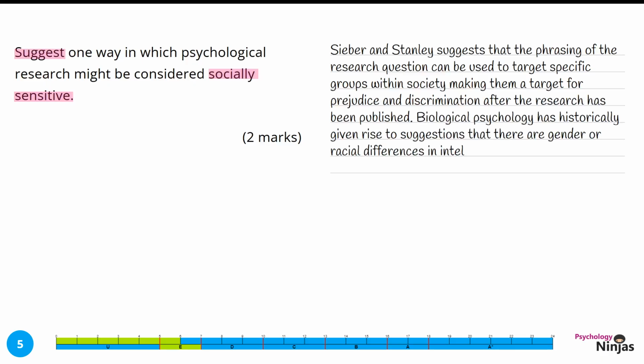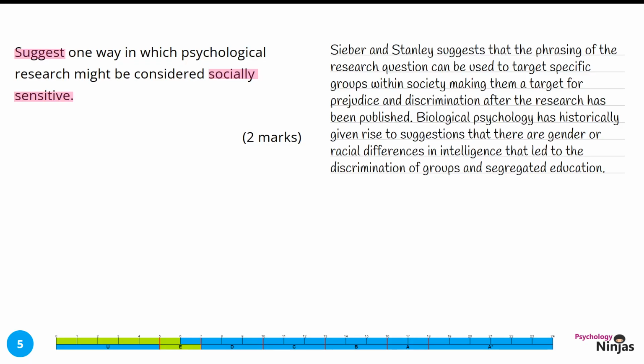Sieber and Stanley suggest that the phrasing of the research question can be used to target specific groups within society, making them a target for prejudice and discrimination after the research has been published. Biological psychology has historically given rise to suggestions that there are gender or racial differences in intelligence that have led to the discrimination of groups and segregated education.